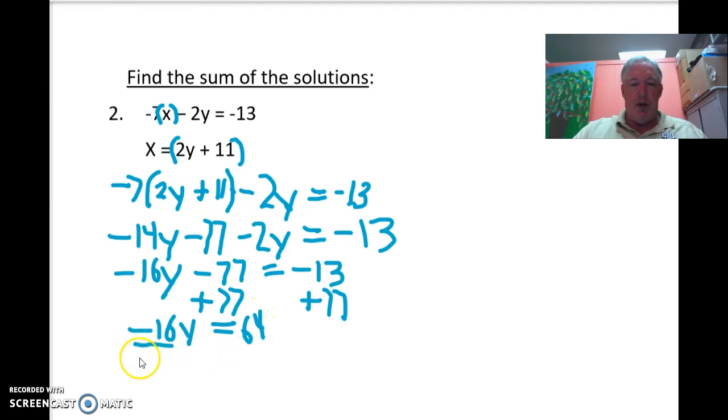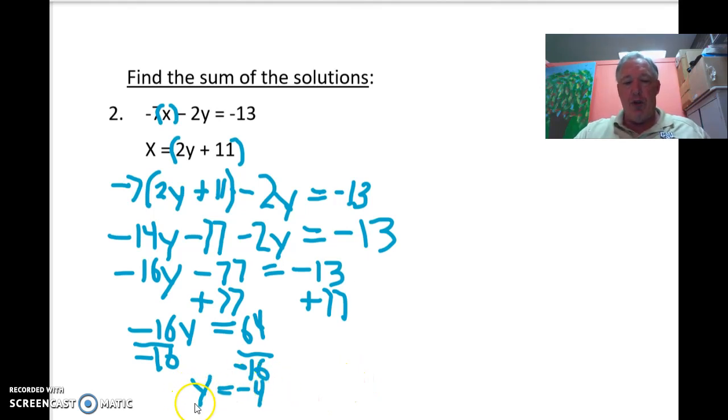And like before, to get y by itself, we're going to divide by the number next to the variable. We have to do that on both sides. So y will be equal to, how many times will 16 go into 64? It'll be 4 times, but it's negative, so the final answer is y equals negative 4.